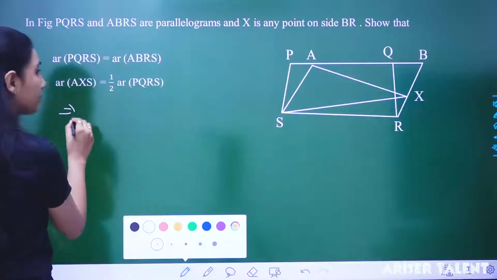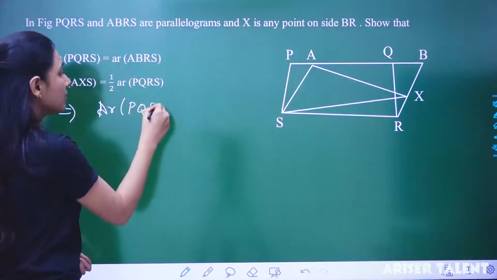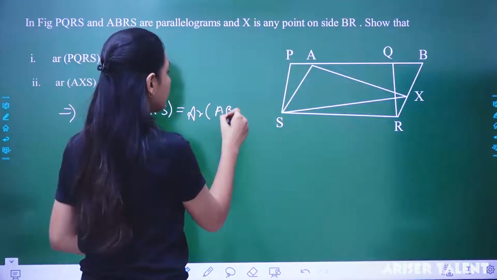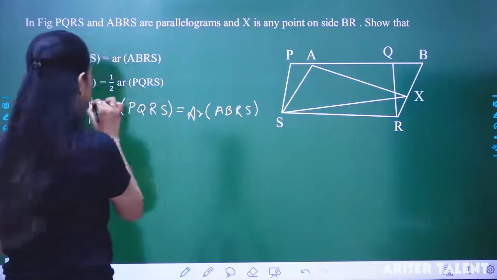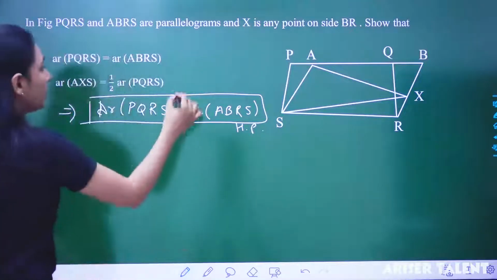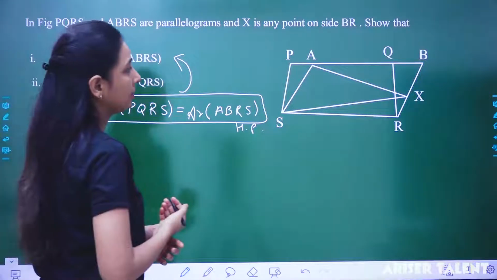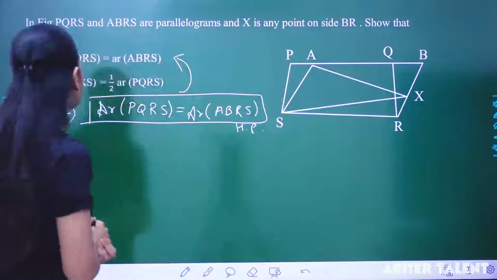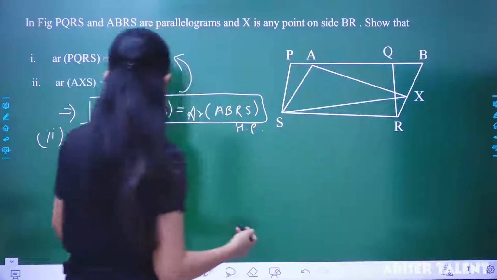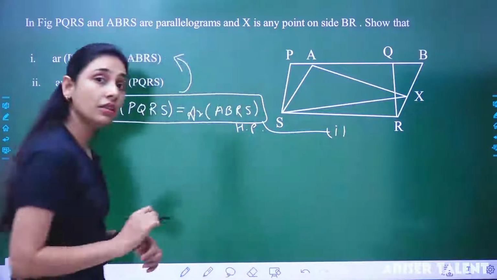This implies that area PQRS is equal to area ABRS. Proved. So, this is the first part we have proved. For the second part, area AXS is equal to half area PQRS. This is the first part, so we are going to write it as equation 1.